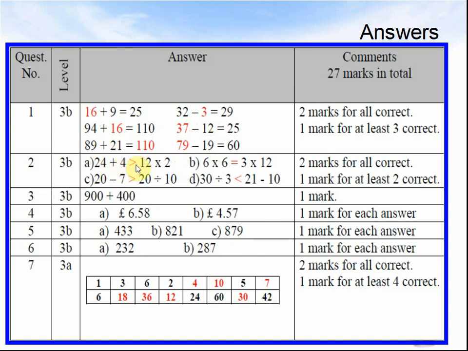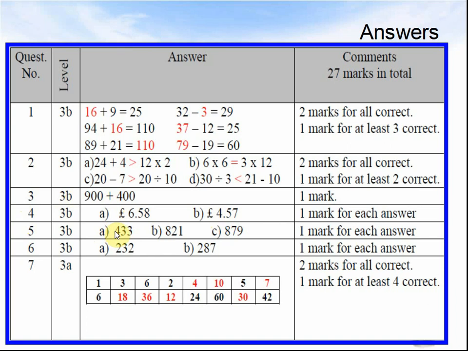A. 24 plus 4 is bigger than 12 times 2. B. 6 times 6 equals 3 times 12. C. 20 minus 7 is bigger than 20 shared by 10. D. 30 divided by 3 is smaller than 21 take away 10. 3. 900 plus 400. 4. A is £6.58 and B is £4.57.